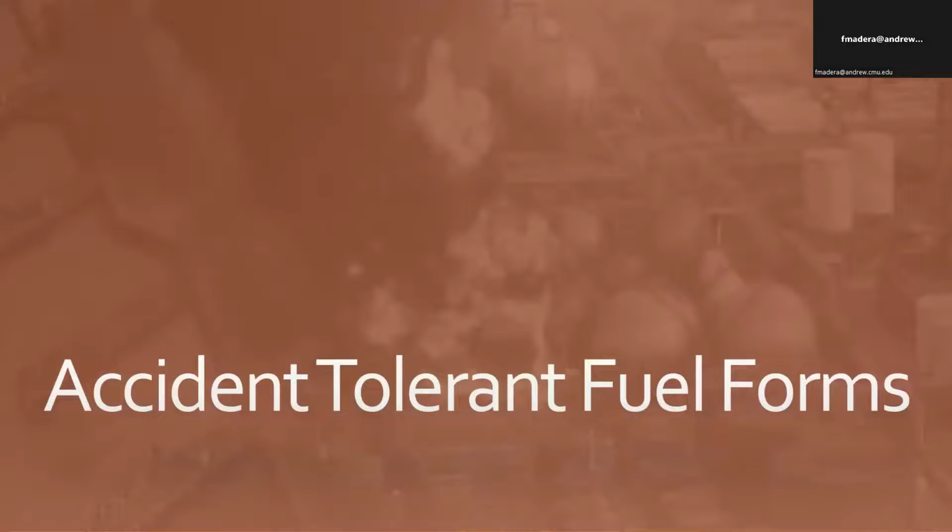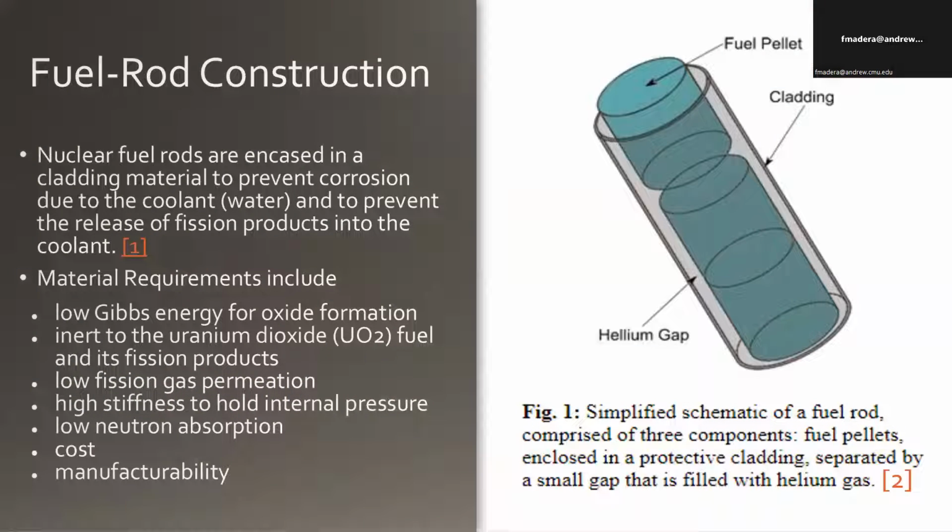So the first case study we're going to look at is accident-tolerant fuel forms, which is just another way of saying, does the material stand up to accident conditions of nuclear reactors, such as high temperature and high pressure? In the specific case study, we are looking at the material for the cladding of fuel rods. In the picture on the right, you can see that the cladding is just the surrounding material of the fuel pellets. This material prevents corrosion from the coolant and also prevents the release of fission products into the coolant.